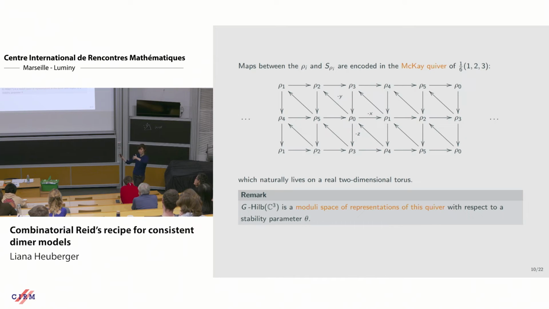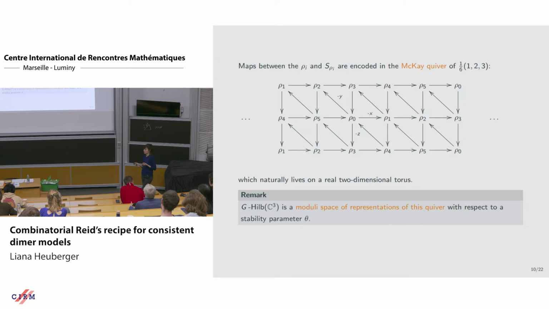It's somehow a periodic graph, and it naturally lives on a 2-dimensional torus. Somehow it also encodes the relations between S rho I, not just the rho I. But anyway, so this is the McKay quiver, and in this finite abelian 3-dimensional case, it naturally lives on a torus. Okay, a remark very much in the style of Alastair King is that the resolution that you build is a moduli space of representations of this particular quiver.